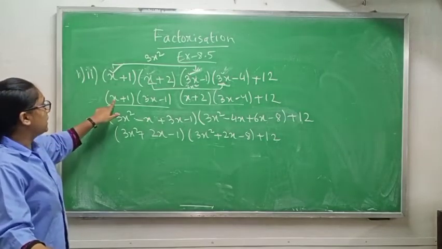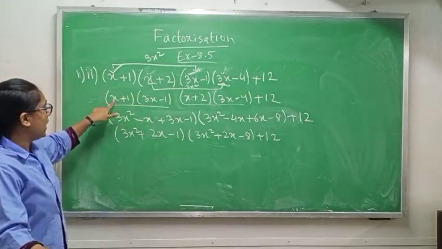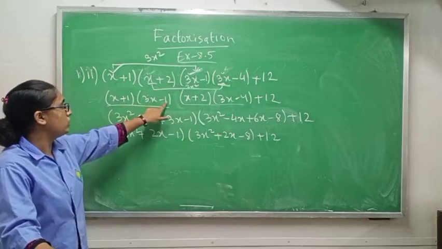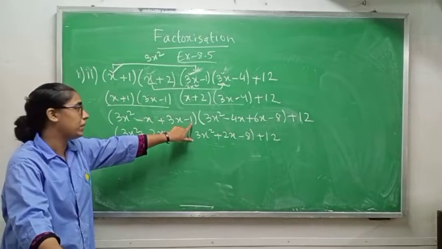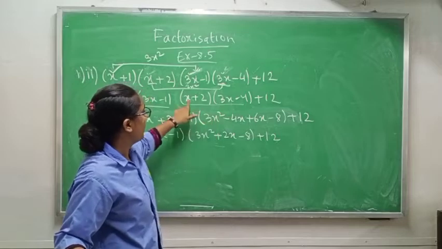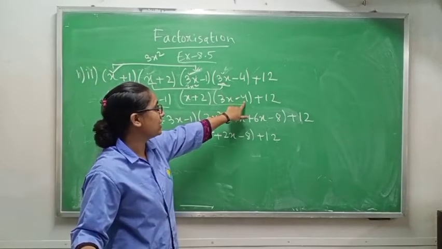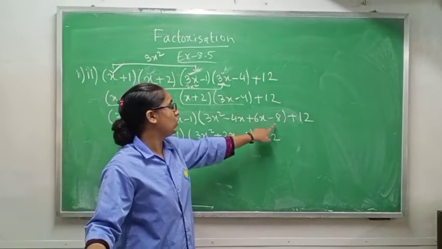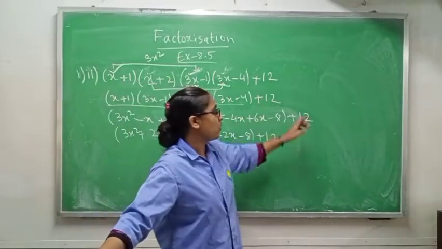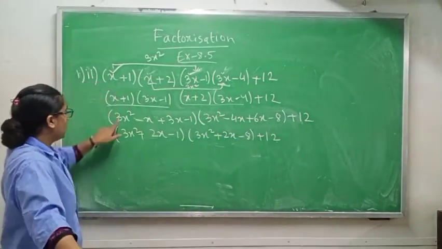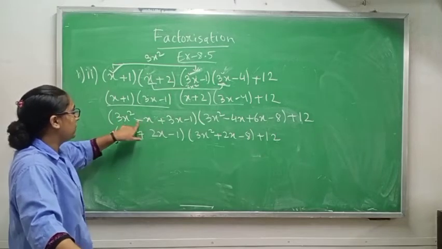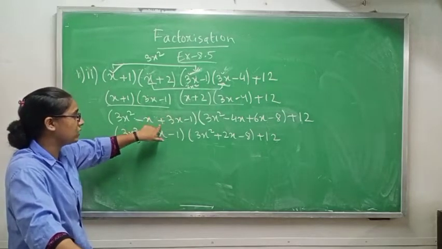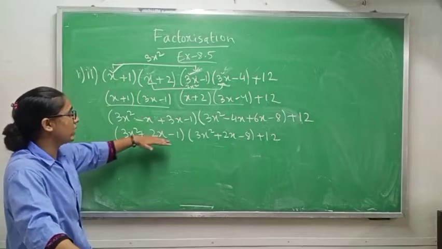Now we will multiply. x into 3x is 3x square, x into minus 1 is minus x, plus 1 into 3x is plus 3x, plus 1 into minus 1 is minus 1. You know how to multiply. Then x into 3x is 3x square, x into minus 4 is minus 4x, plus 2 into plus 3x is plus 6x, plus 2 into minus 4 is minus 8, and this plus 12 will remain as it is. Understood? Now we can add and subtract: minus x plus 3x, so plus 2x will come, why? Because 3 is greater and with 3 we have plus sign. So 3x square plus 2x minus 1.